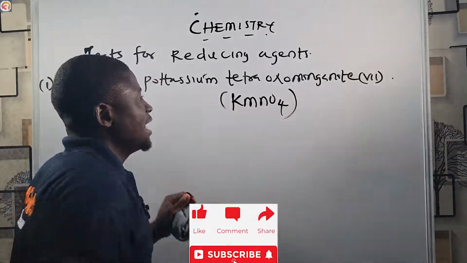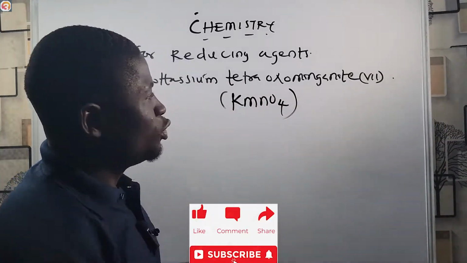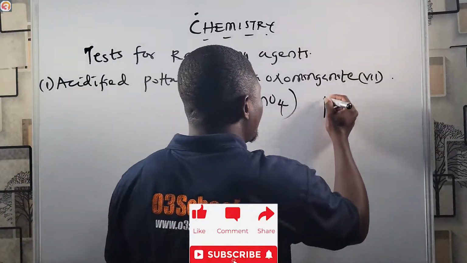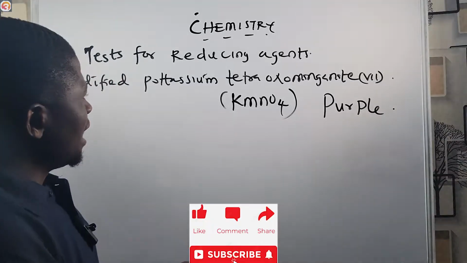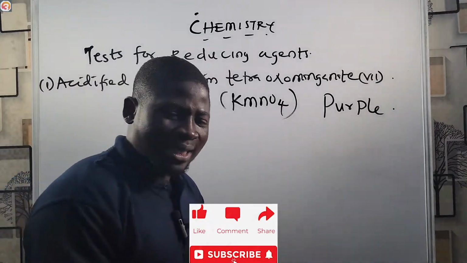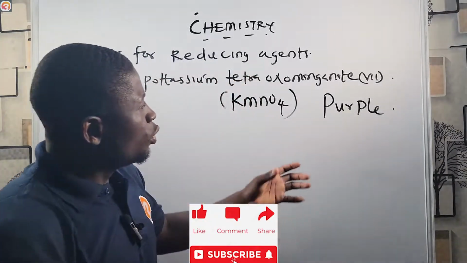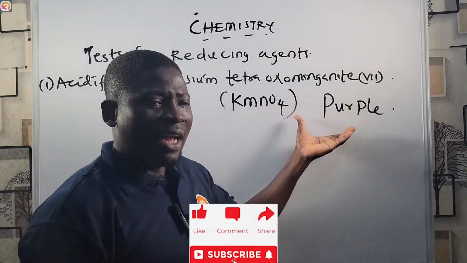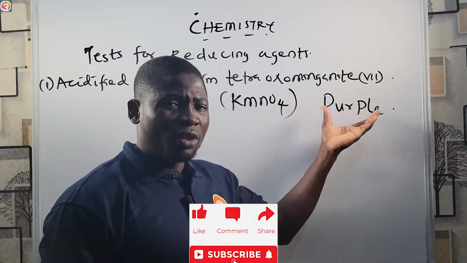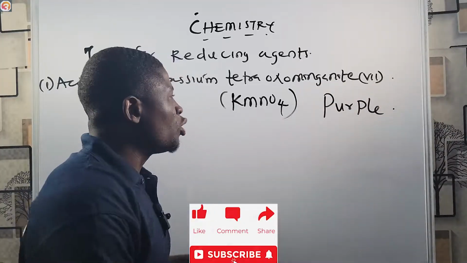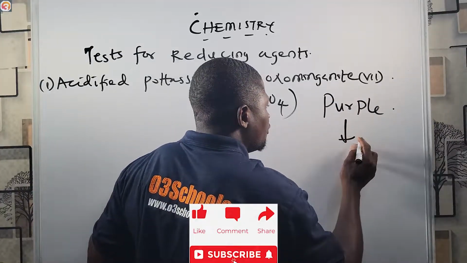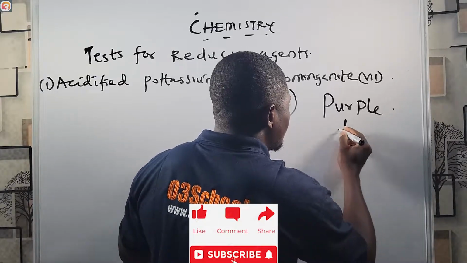All right, this acidified potassium tetraoxomanganate 7 is purple in color. Now when an unknown substance is added to acidified potassium tetraoxomanganate 7, and the purple color turns to colorless, from purple to colorless.